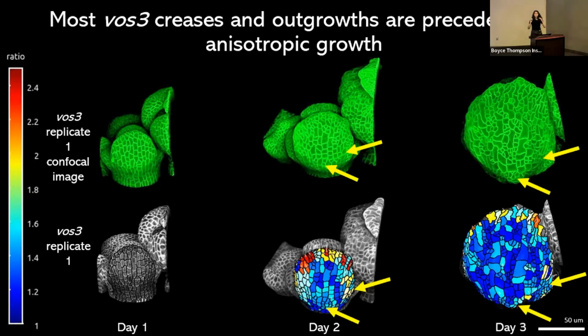The areas that later become lumps and creases show relatively anisotropic growth on day 2, and also to some extent on day 3. Now, this is a really exciting finding because to us, it suggests that anisotropic growth precedes the formation of outgrowths and creases in the VOS3 sepal.